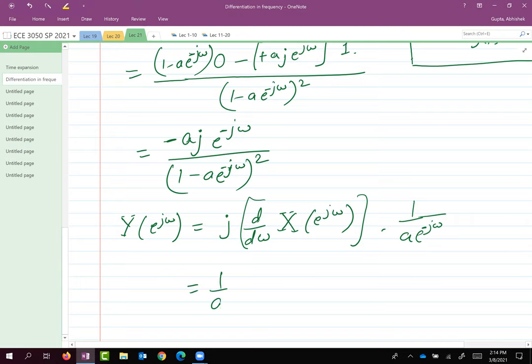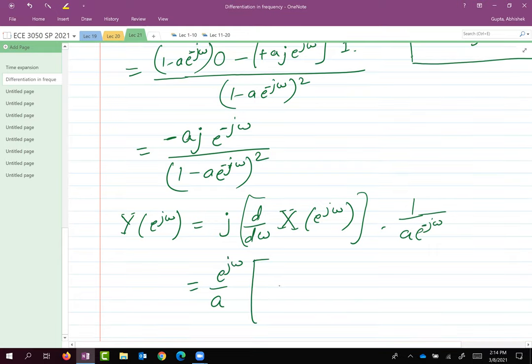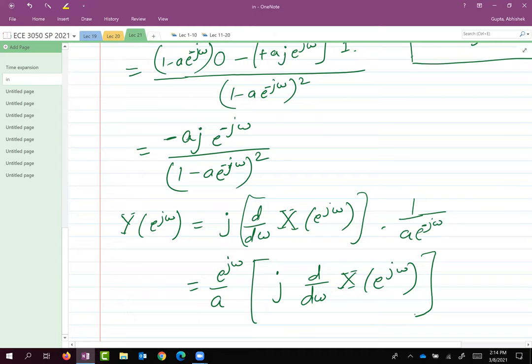So let me write it as 1 over e raised to j omega and then j d over d omega of X of e raised to j omega. Okay, so now I see that the derivative is being used, but now we have e raised to j omega multiplied, and then I have divided by a. What do you think the y of n should be?